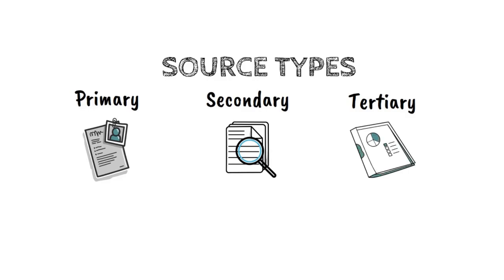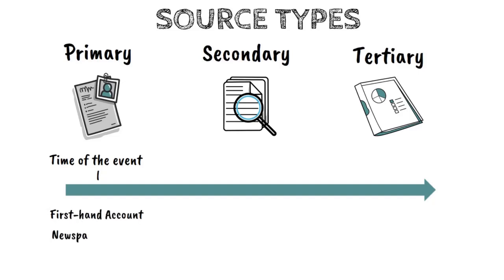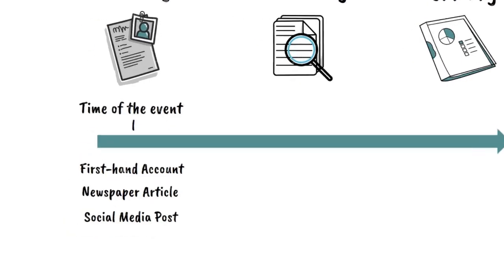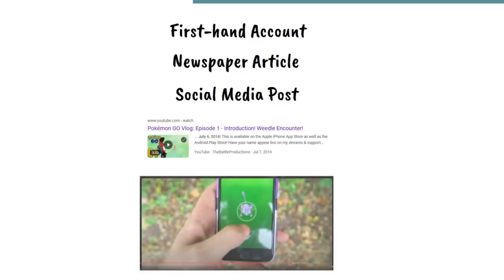Source types are usually explained in relation to the information cycle for historical events, where a primary source comes from the time of the event, such as a first-hand account, newspaper article, social media post, or other evidence as to what happened. For example, if we were to look at the launch of Pokémon Go in 2016, in terms of sources, a primary source would be real-time footage shared by players on Instagram, YouTube, or Twitch on the July 6th launch date.